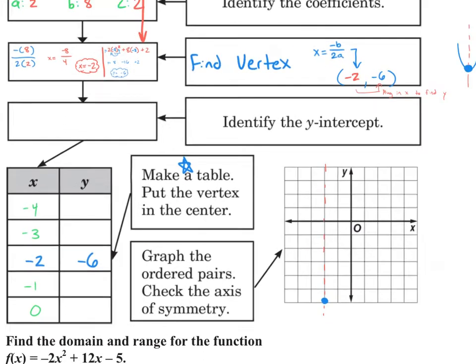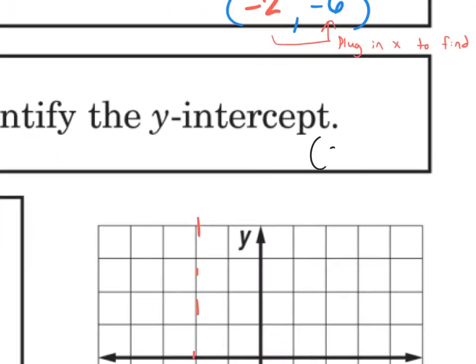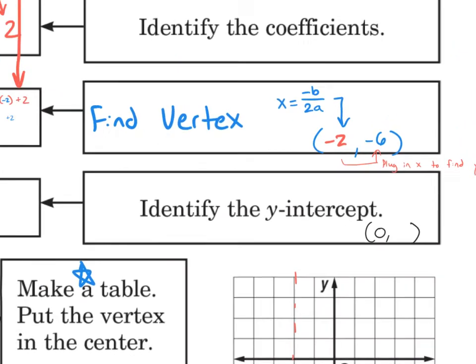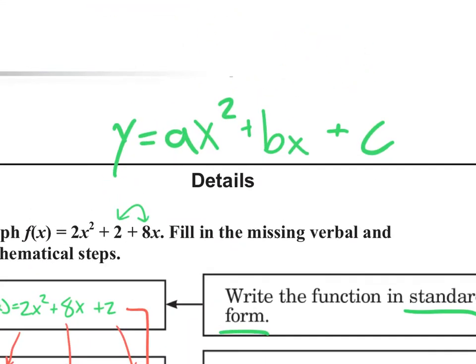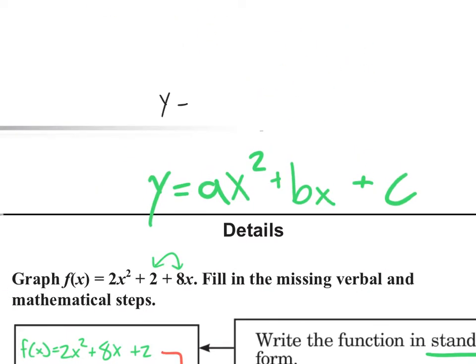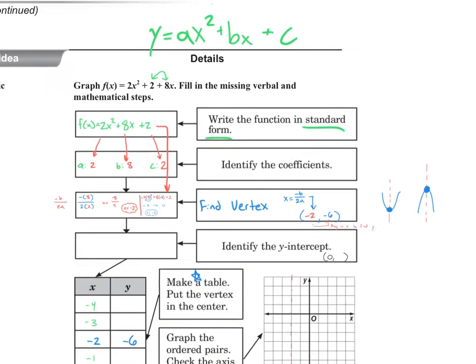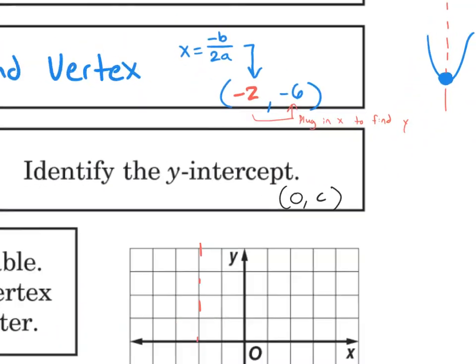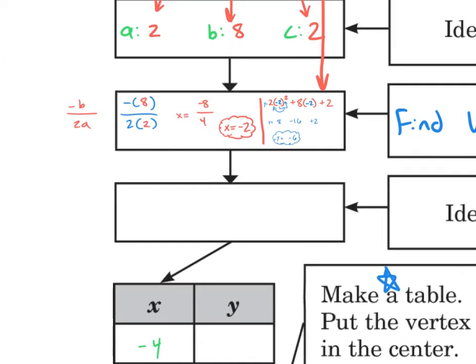Let's also talk about the y-intercept. Y-intercept is always 0, comma, right? And so, if we think about any time we plug in a 0 into standard form, if we plug in a 0 for x, you'll notice that everything cancels out except the c. So the y-intercept of a quadratic is always 0, c. Our c value from up above is 2.